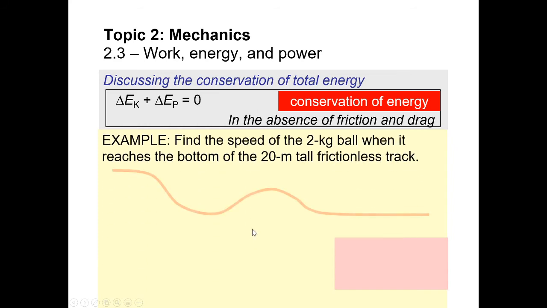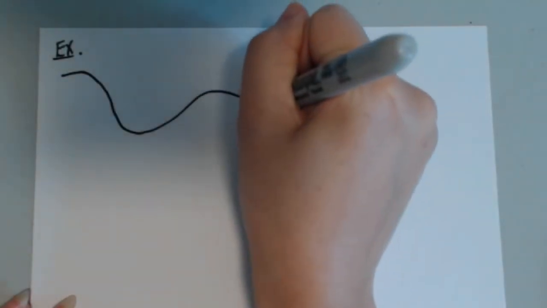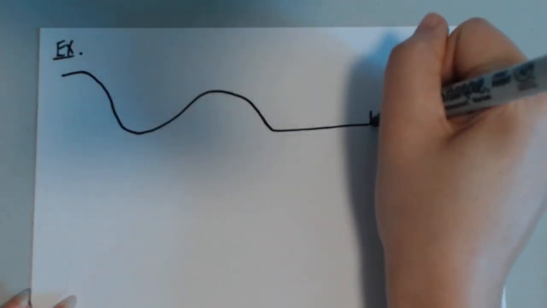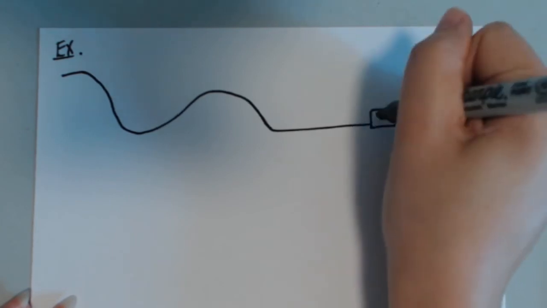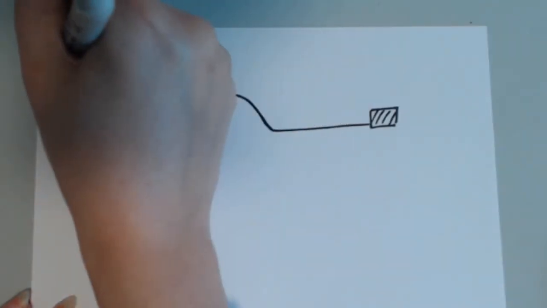Okay, so let's try a problem. Find the speed of the 2-kilogram ball when it reaches the bottom of the 20-meter tall frictionless track. I hope you have the slides in front of you so that when I solve this problem, you have that image in front of you. I'm just going to quickly sketch it again, but we have something like this. We have a big dip, and then a not as high hill, and then this thing goes into a cup. And here's your ball.